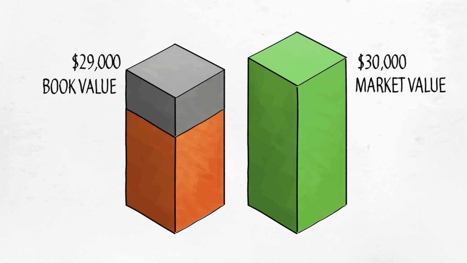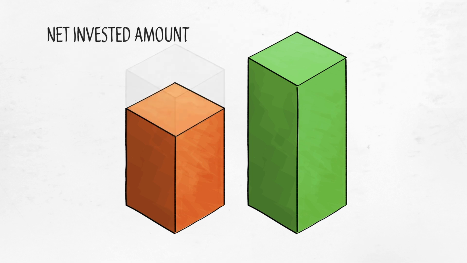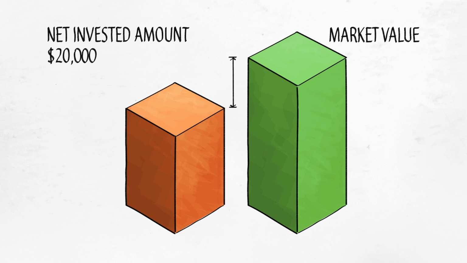If you try to calculate investment growth by subtracting your book value from the market value, then it seems like you only made a total of $1,000. But this is wrong. To calculate the growth in your investment, use the net invested amount. In this example, your net invested amount was $20,000. So subtract this from the market value, $30,000. Therefore, your investment growth equals $10,000.